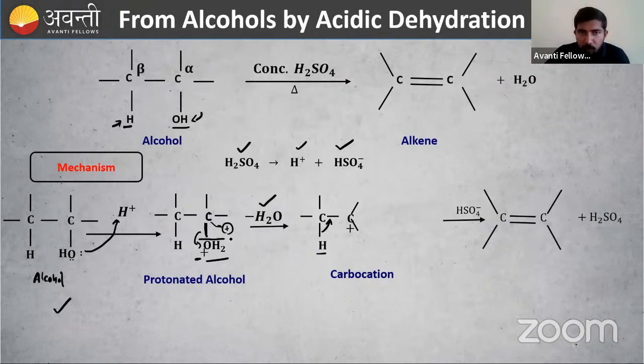So water is removed from here. Then this carbon is losing the electrons. Oxygen is taking all the electrons from the bond, so carbon will get a positive charge. A carbon with positive charge is known as a carbocation, right? So a carbocation is formed. Then this carbon has a hydrogen.